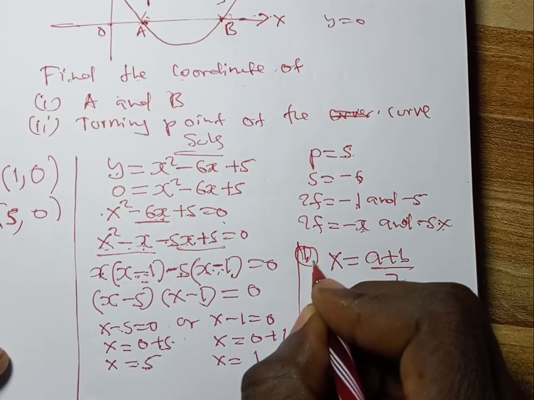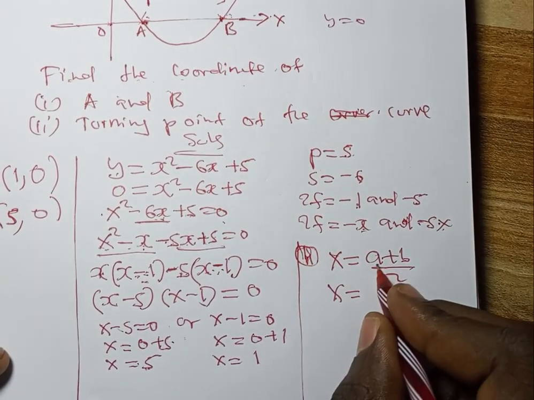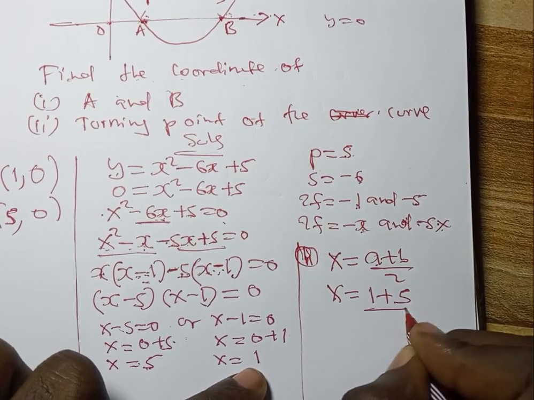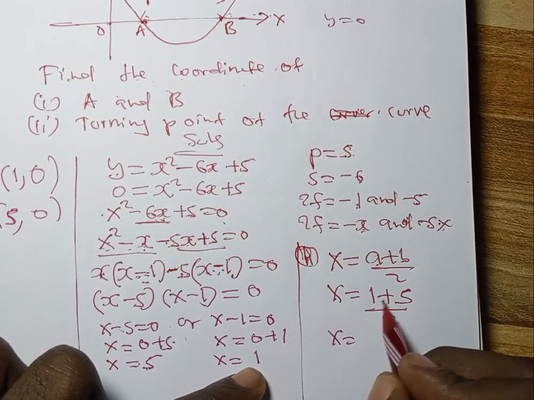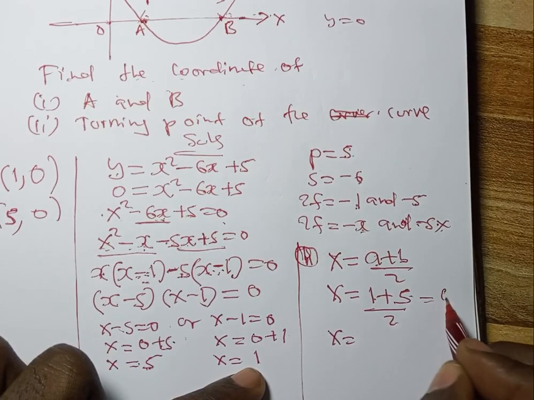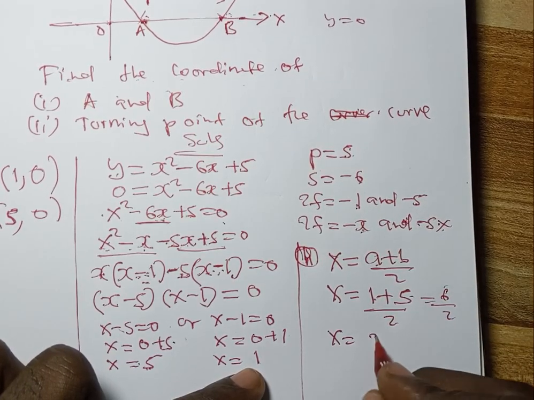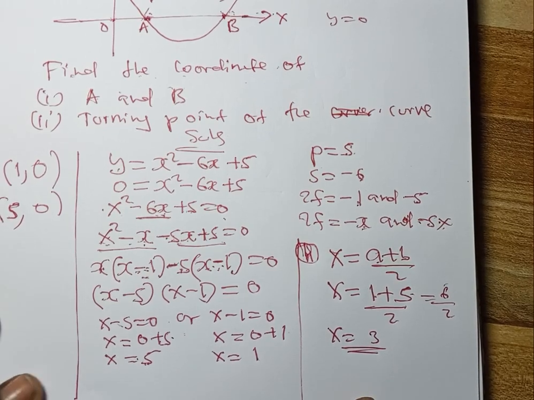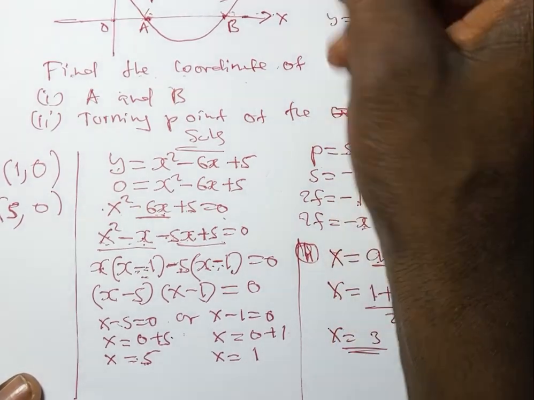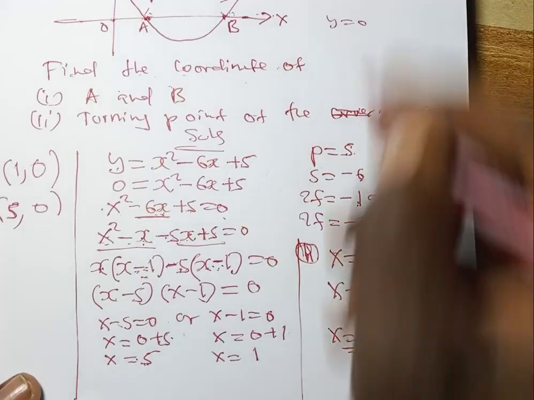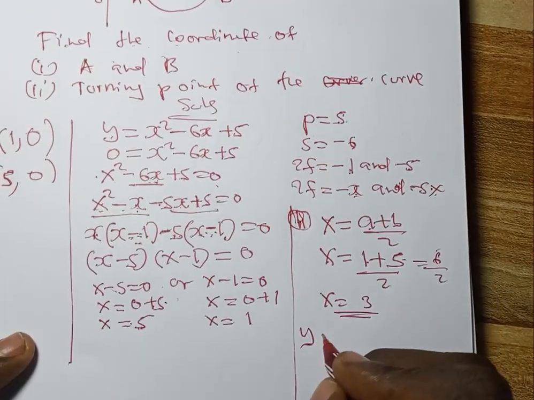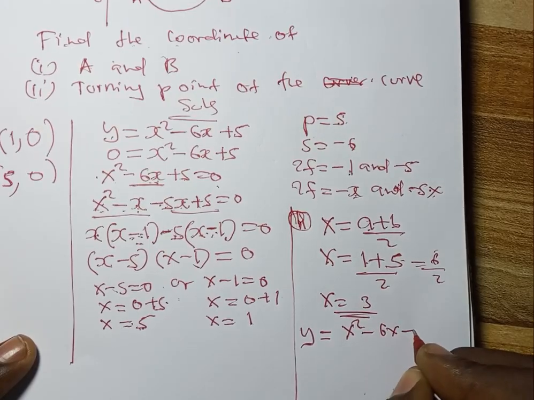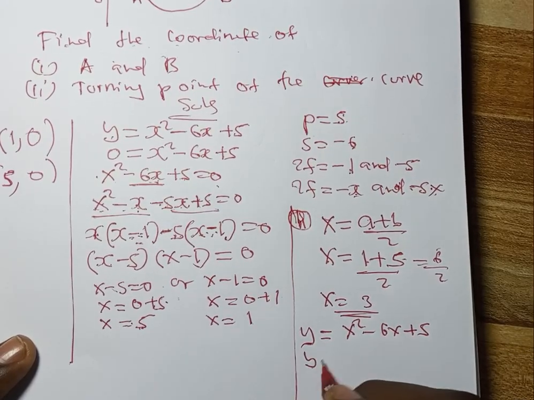x is equal to, let's do question 2. A is 1, plus 5 over 2. x is equal to 5 plus 1, it is equal to 6 over 2. So 2 into 6, you have a 3. So x is 3. Just a matter now of finding the value of y. To find y, we are going to pick the same equation here, which is y is equal to x squared minus 6x plus what? 5.